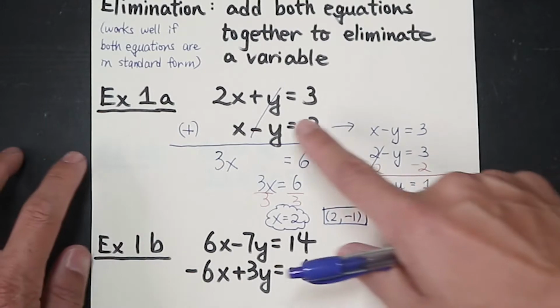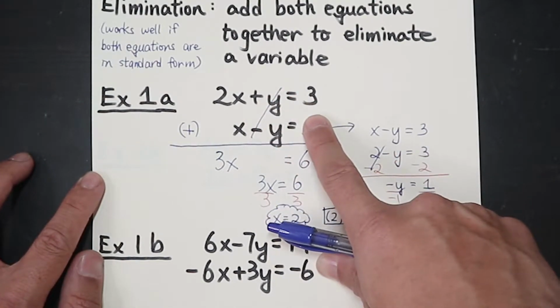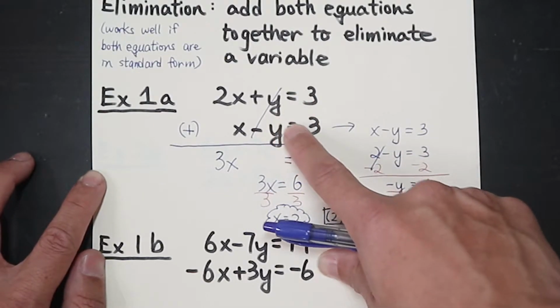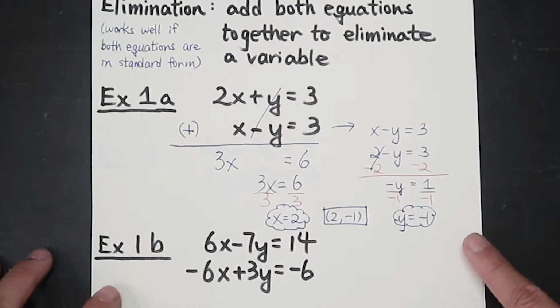So the trick is, when you have two equations in standard form, always look for the letter, either x or y, that has totally opposite numbers. So positive 1, negative 1, or positive 5, negative 5, positive 10, negative 10, positive 7, negative 7, things like that, okay? Well, let's take a look at example 1b.